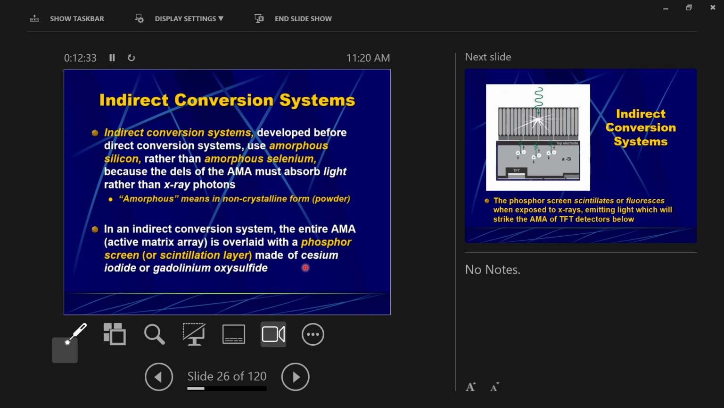Both of these, cesium iodide and gadolinium oxysulfide, convert X-rays to visible light. This shouldn't actually be a big surprise, though it might be to some of you, because for the longest time with film radiography, X-rays don't expose film. Like this film here, X-rays don't expose it.